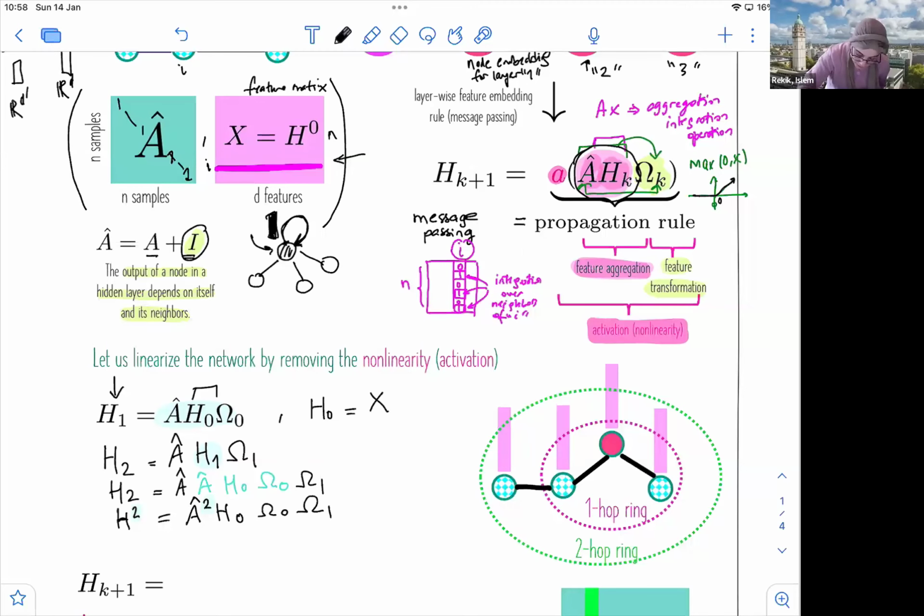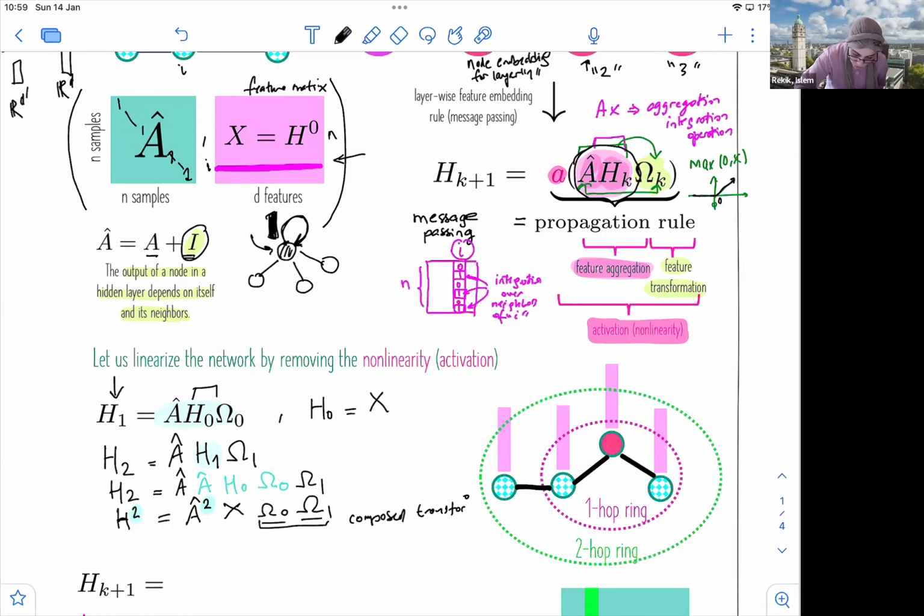So if we propagate this forward, you will see that we will discover a very nice formula here. So basically H2 is equal to A hat squared, and then we have H0, which is X, so I'm going to replace it with X. And omega 0, omega 1, these are two composed transformations.